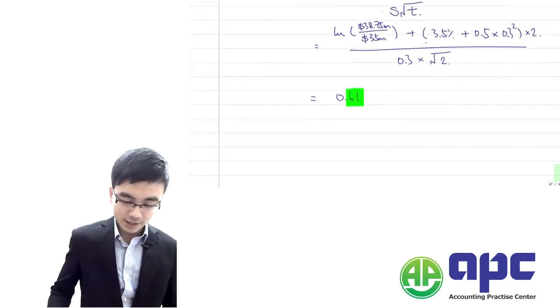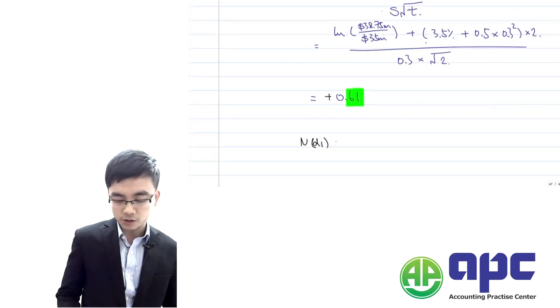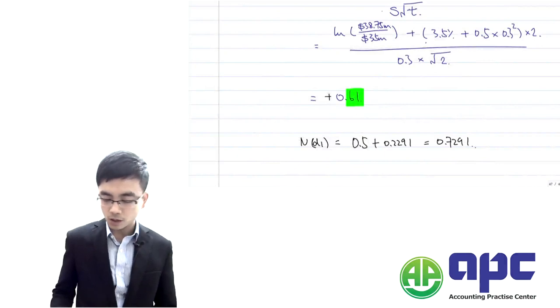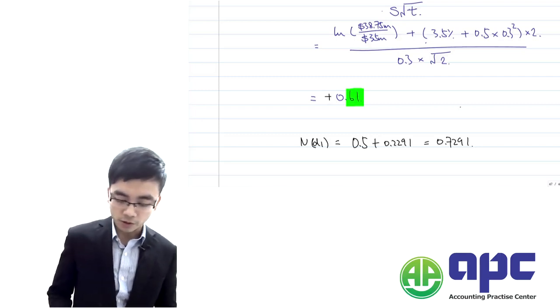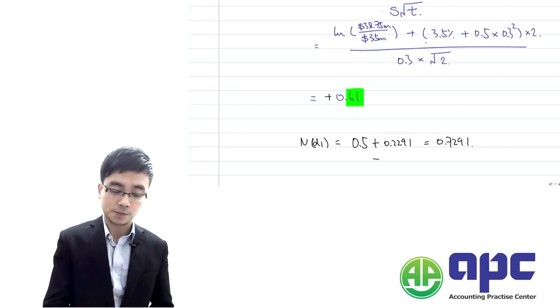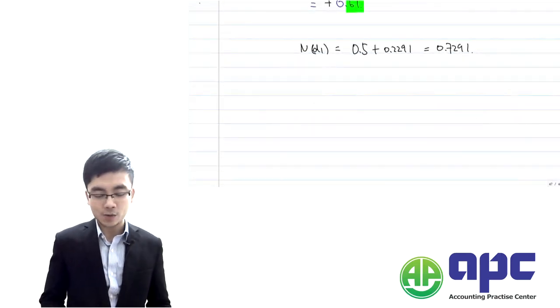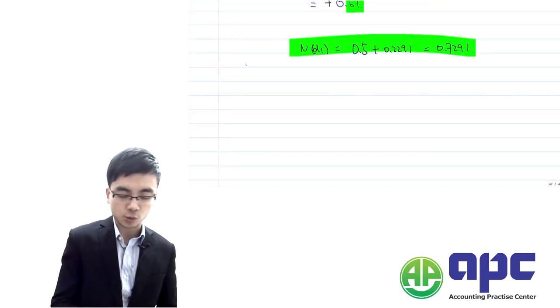So the ND1, because 0.61 is positive, we take 0.5 plus 0.2291. That gives us 0.7291. Of course, if D1 or D2 is negative, we take 0.5 minus it, but because it's positive, we add it. So we've worked out the ND1 already. Congratulations, you've done a great job. We'll plot that into the formula later on.